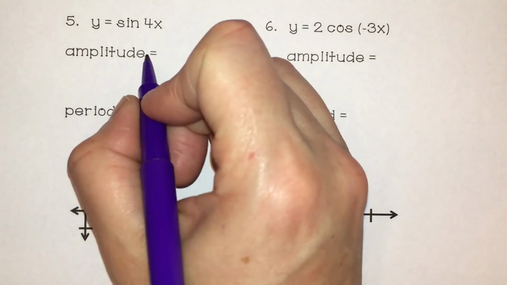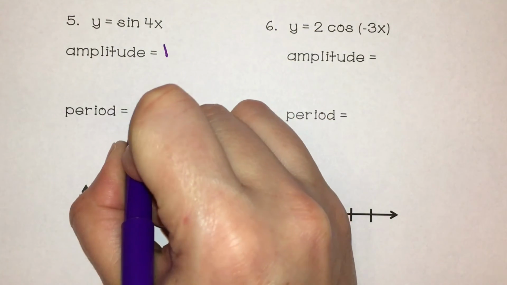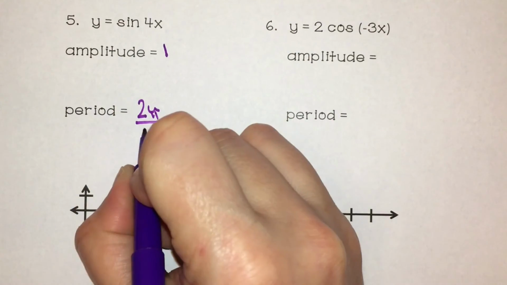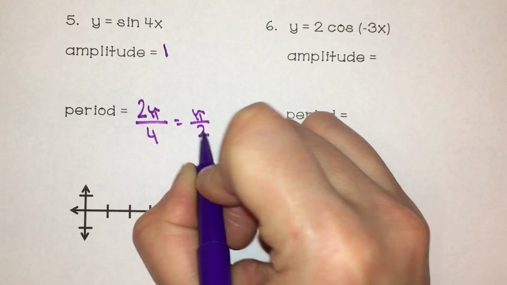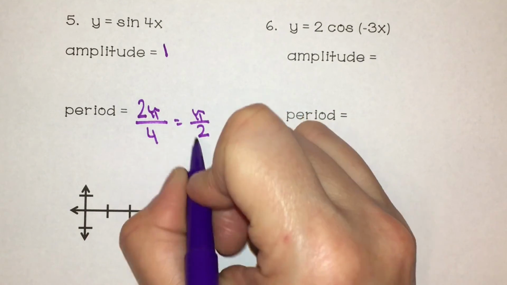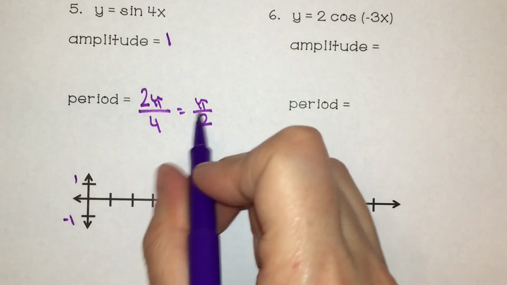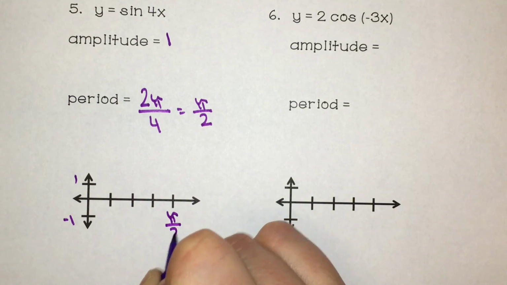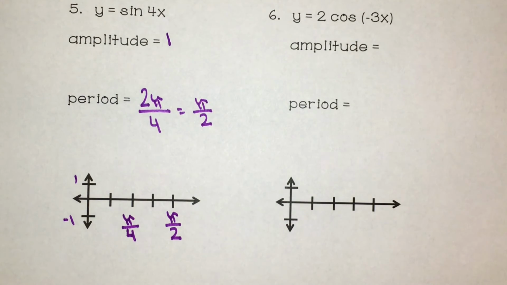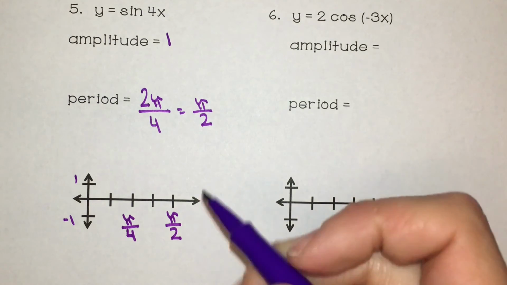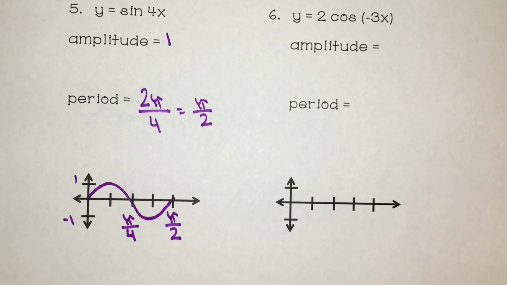All right, so number 5, the amplitude would be 1. All right, the period is 2 pi over the absolute value of 4, which is 4, which is just pi over 2, because 2 over 4 reduces to 1/2. Okay, so I know I go up to 1, down to negative 1. A whole cycle is pi over 2, meaning half of that is pi over 4. It is sine, so I'm going to start at 0, 0, go up, down, and back up.